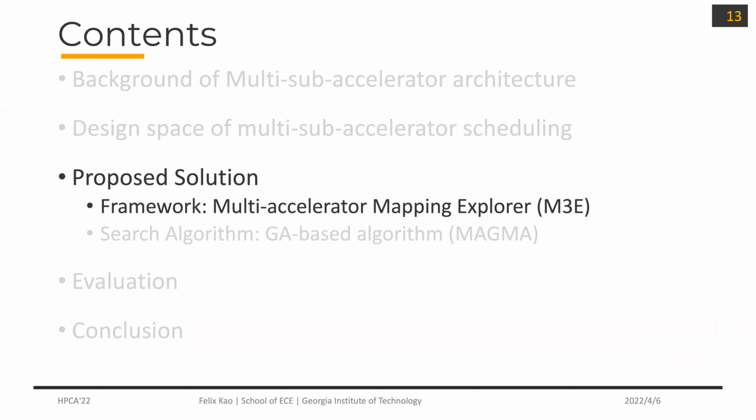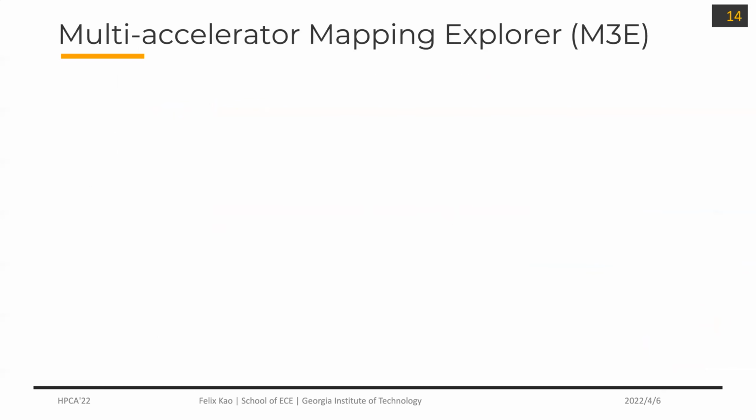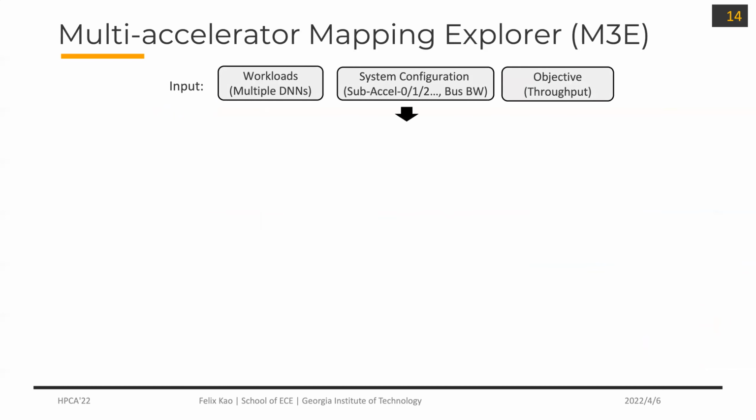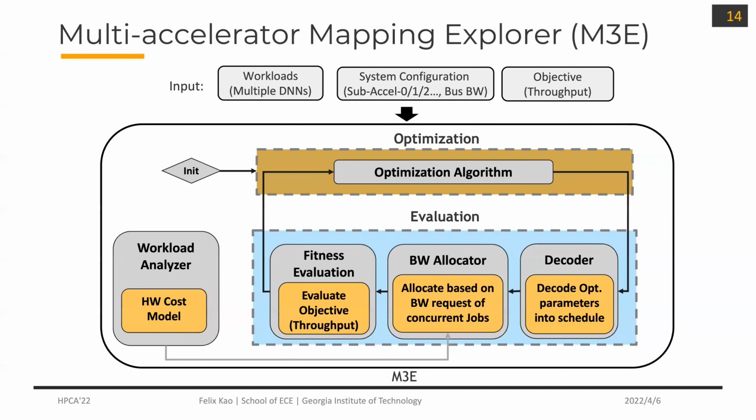Here's our solution. First, we'll talk about our framework, M3E, a multi-accelerator mapping explorer. M3E takes in the input of workload, which is multiple DNNs, the system configuration, including the configuration of each sub-accelerator, system bandwidth, and so on, and an objective. In our case, we always use maximum throughput as our objective. Then it will go through the M3E optimization framework and generate a schedule. We'll describe each block in the following slides.